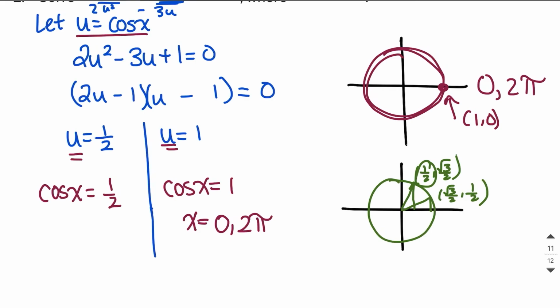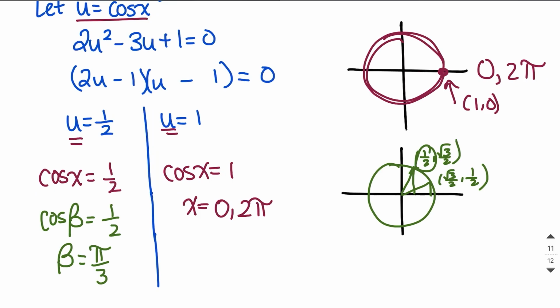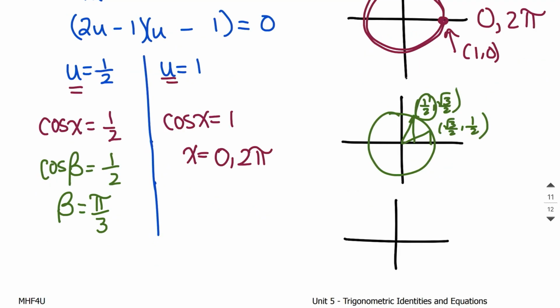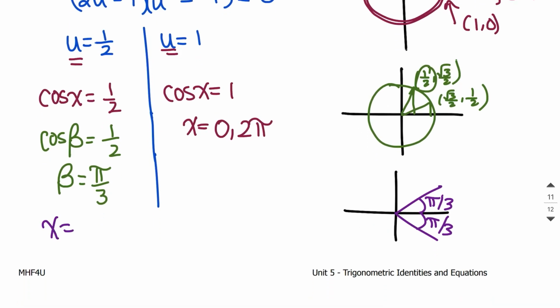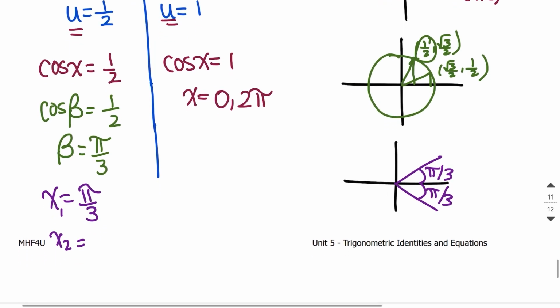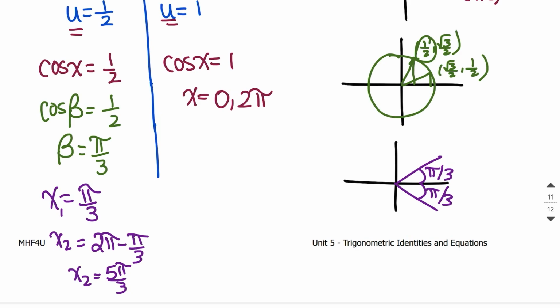So that means right here, what I would do first is I would say cosine of beta is 1/2, which means my related acute angle would be pi over 3. But cosine is positive in quadrant 1 as well as quadrant 4. So this would be pi over 3 right here is my related acute angle, and pi over 3 right here, which means that x would have to be pi over 3. That's one option. But my second option would have to be 2 pi minus pi over 3, which is 5 pi over 3. So these right here would be my 4 answers.